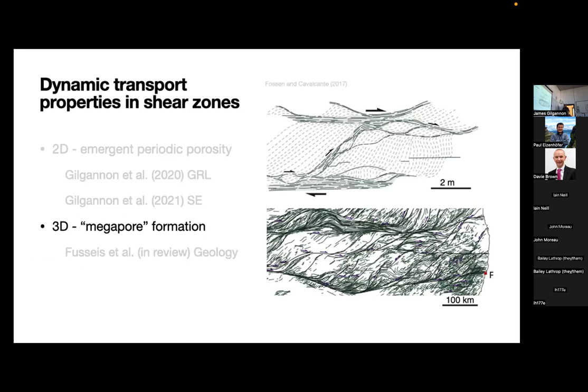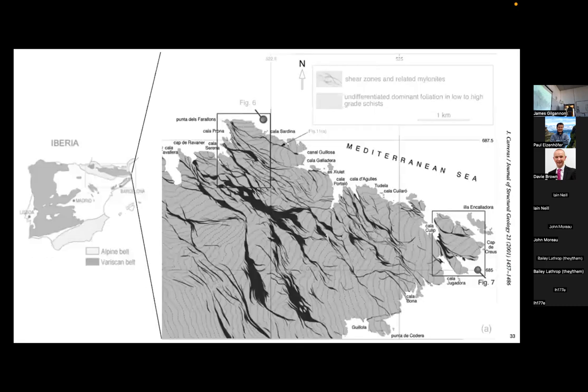Okay, so in that same vein, by complete chance, we imaged some rocks and we found something cool, and I'm going to show you that. There's a lot we don't know about it, and this has maybe less in it than the last section. This is currently in review in Geology. So I'm going to take you to the Cap de Creus, if you've ever been.